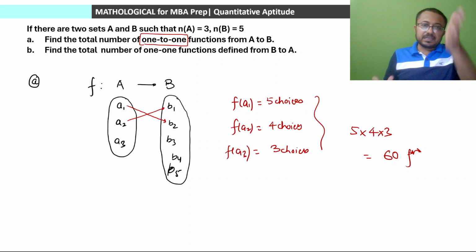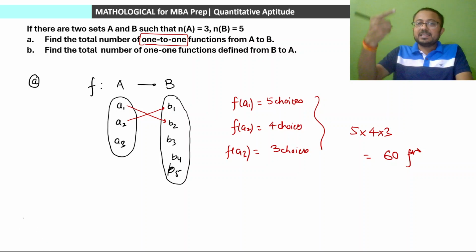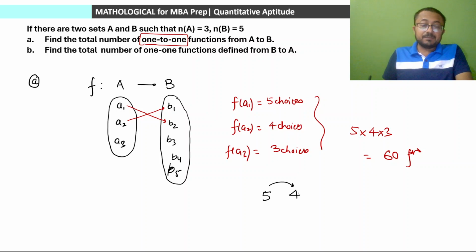अदरवाइज हम कैसे करते हैं कि for 3 elements in set A we have 5 elements in set B as choices and we need to find out one-one functions. So for the first element there are 5 choices and one choice is eliminated. So for the next element there will be 4 choices, one more choice is eliminated, and for the next element now there will be 3 choices. So answer will be 5 into 4 into 3, that is equal to 60. Clear है?